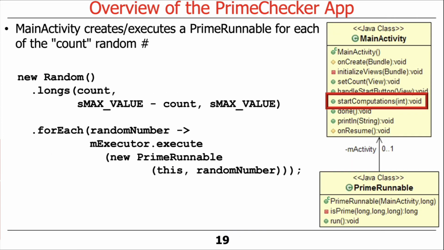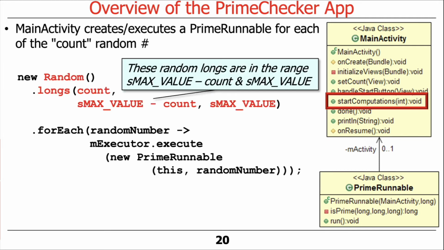There's a method called start computations when you click the floating action button on your phone. That's the method that gets called back. And what that does is it goes ahead and generates count random numbers, count being whatever you gave as the count. Let's say 25, just to be concrete. And these random numbers are generated in the range of some S-max value. Let's say that that's a million, or 10 million, minus count up to S-max value. So we're going to generate a bunch of values within this range.